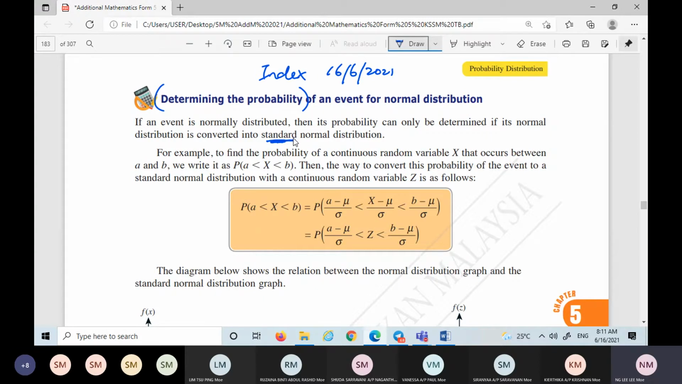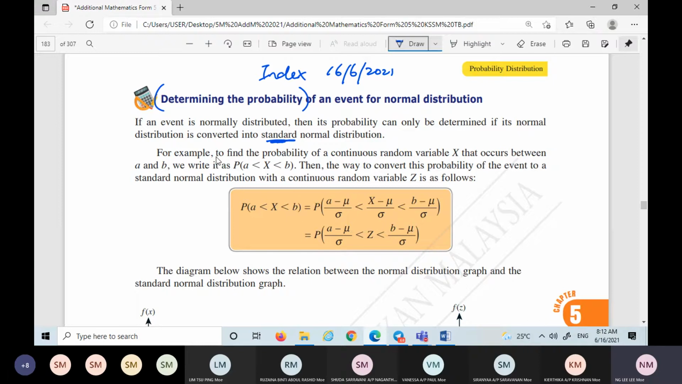But the problem is, during the exam, we need to see your working. So if you have no working of converting the normal distribution to the standard normal distribution, no mark will be given. You can't just use that type of calculator and give the final answer straight away. Cannot. You still have to do the steps. You still have to convert into a standard normal distribution. You still have to show the steps.